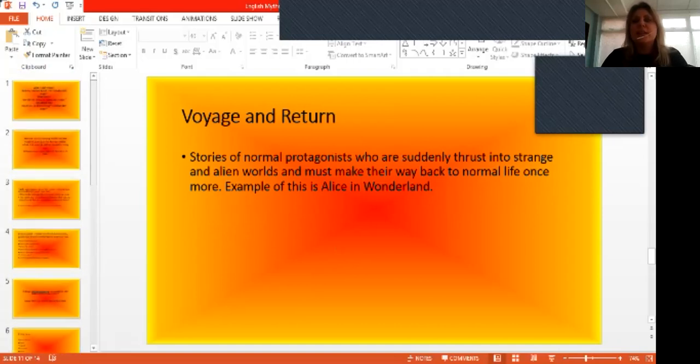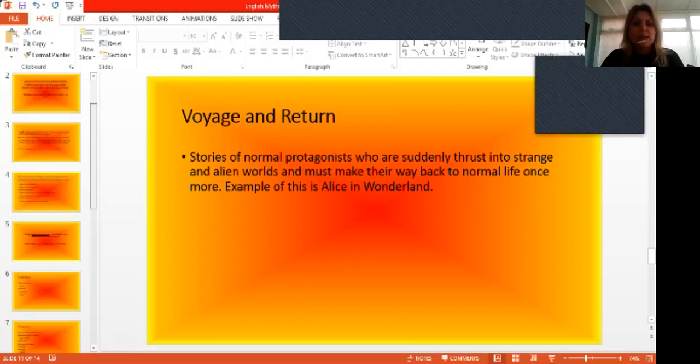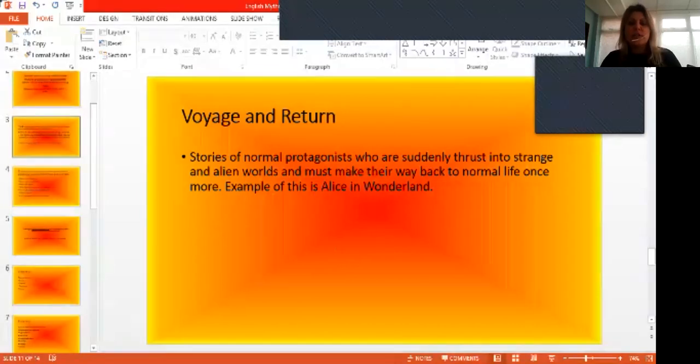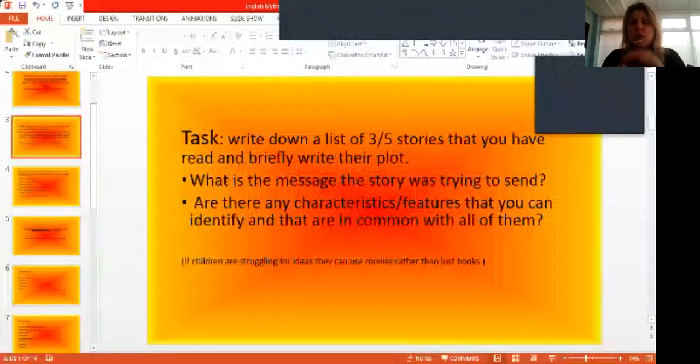So, as I said, this is our first lesson to introduce our theme. And as I said earlier, your task is to write a list of between 3 and 5 stories that you have read about, and quickly write the plot of the story. So nothing too long, but just briefly the plot of what the story was about, the characters, and if there was any quest, and what was the evil that they needed to fight.